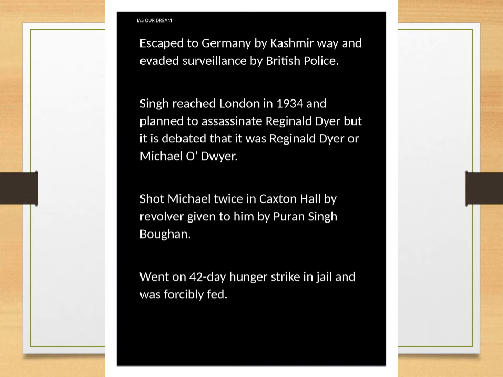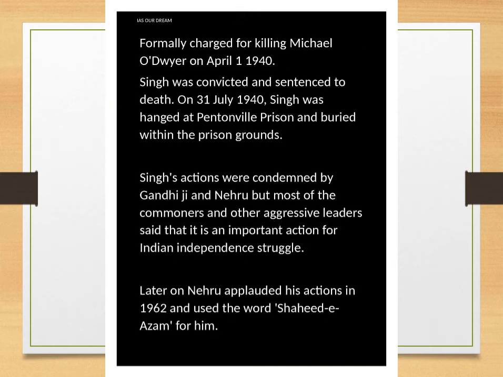He went on a 42-day hunger strike in jail and was forcibly fed. He was formally charged for killing Michael O'Dwyer on April 1, 1940 and was sentenced to death. On 31 July 1940, he was hanged at Pentonville prison and was buried within the British prison grounds.